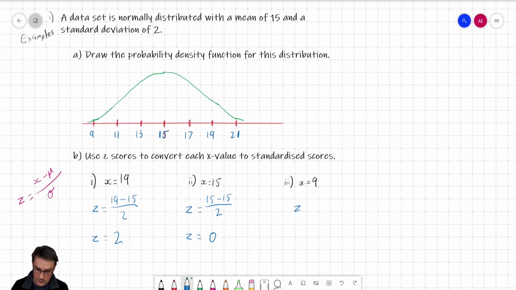And lastly, we've got this one here where x equals 9. So this is going to be 9 minus 15 over 2. Now, in this case here, we do get a negative number. We get negative 6 over 2. And when we divide that, we get an answer of minus 3. So these are the 3 z-scores for these scores we were provided with.